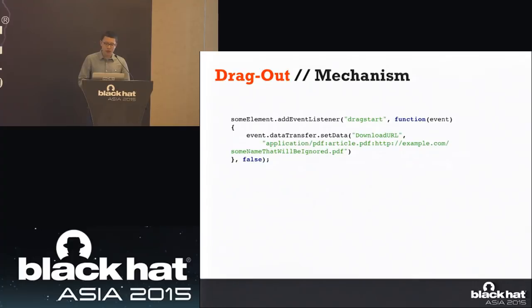So how secure is the browser feature? First of all, it works by using JavaScript to attach a listener to a drag start event. And when the drag starts, you can set the actual data to be transferred. And the data you can set contains the file name, the content type, and where you want to download the file from. So basically, everything can be done dynamically. And the user doesn't have to be aware of what they're downloading from. So how can we use this feature to take advantage of users?